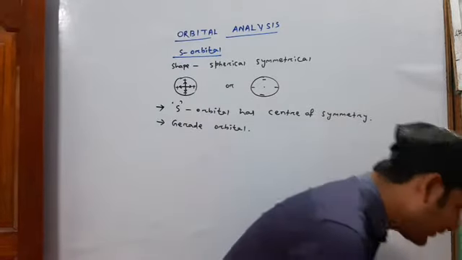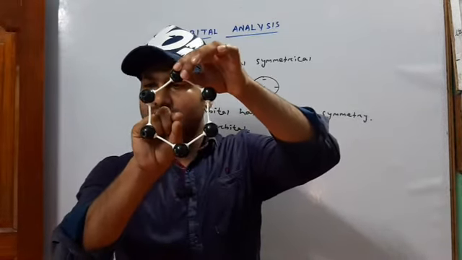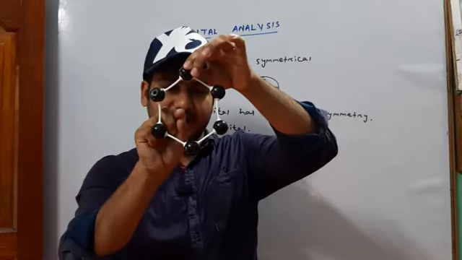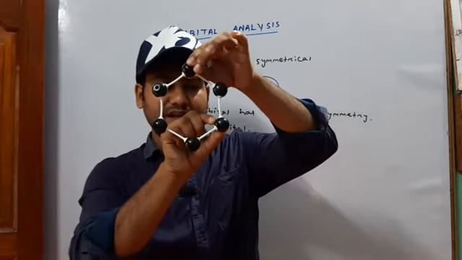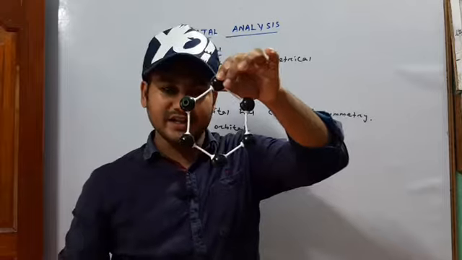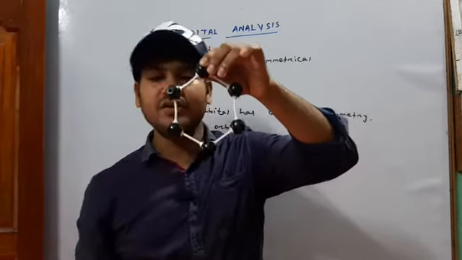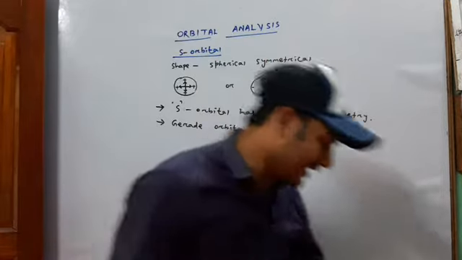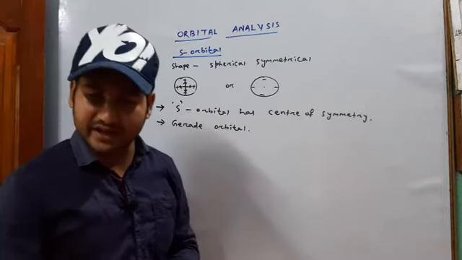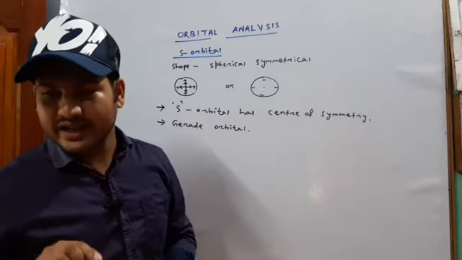Take another example. In this model, suppose it is the center of the molecule. When we move in one direction, we get a black atom, and also here a black atom. In the same direction and the opposite direction we find the same atom. Then we can say that the molecule has a center of symmetry. Similarly, the s orbital also has a center of symmetry. The orbital which has a center of symmetry is called a gerade orbital.